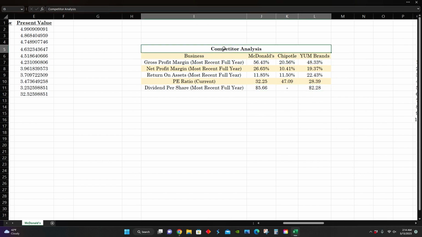So from a competitor analysis perspective, it looks like McDonald's would be a pretty good buy from a profit margin and dividend perspective. If you wanted to go for return on assets and price to earnings ratio, looks like you'd probably want to go for Yum Brands. And then all across the board, it looks like Chipotle is really not that competitive right now in comparison to McDonald's and Yum Brands.